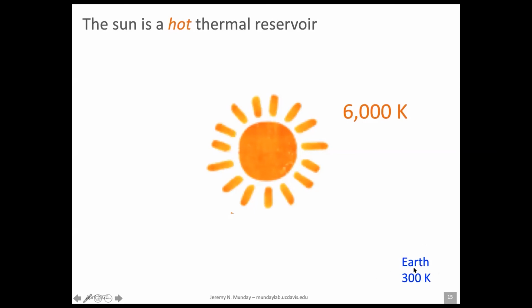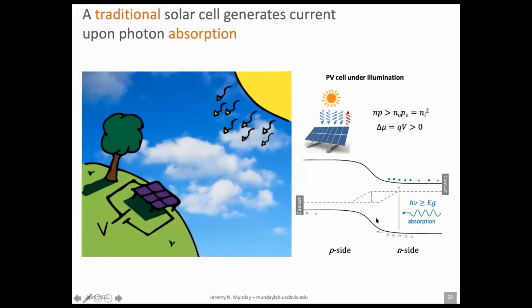So we're at 300 Kelvin. The sun, that's the hot body, and that's at about 6,000 Kelvin. Basically we have just heat being transferred between these two objects that are at different temperatures, and we're using some electronics in order to pick off that energy. And that's the way a traditional solar cell works.